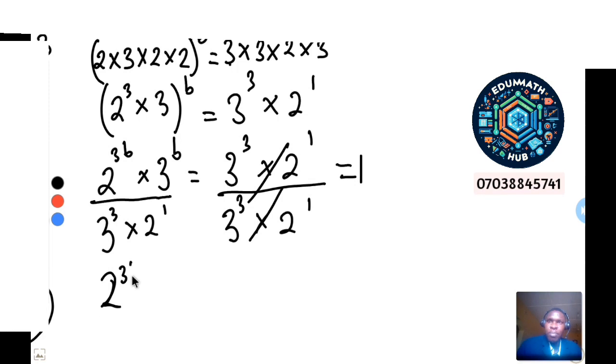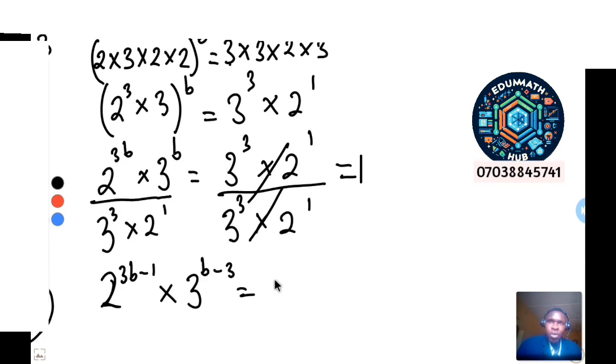So you have 3b minus 1 times, then you have 3, the power is b. The power here is 3, the power here is b. So this one will be 3b minus 3. Division is minus, so b minus 3. Everything will be equal to 1.